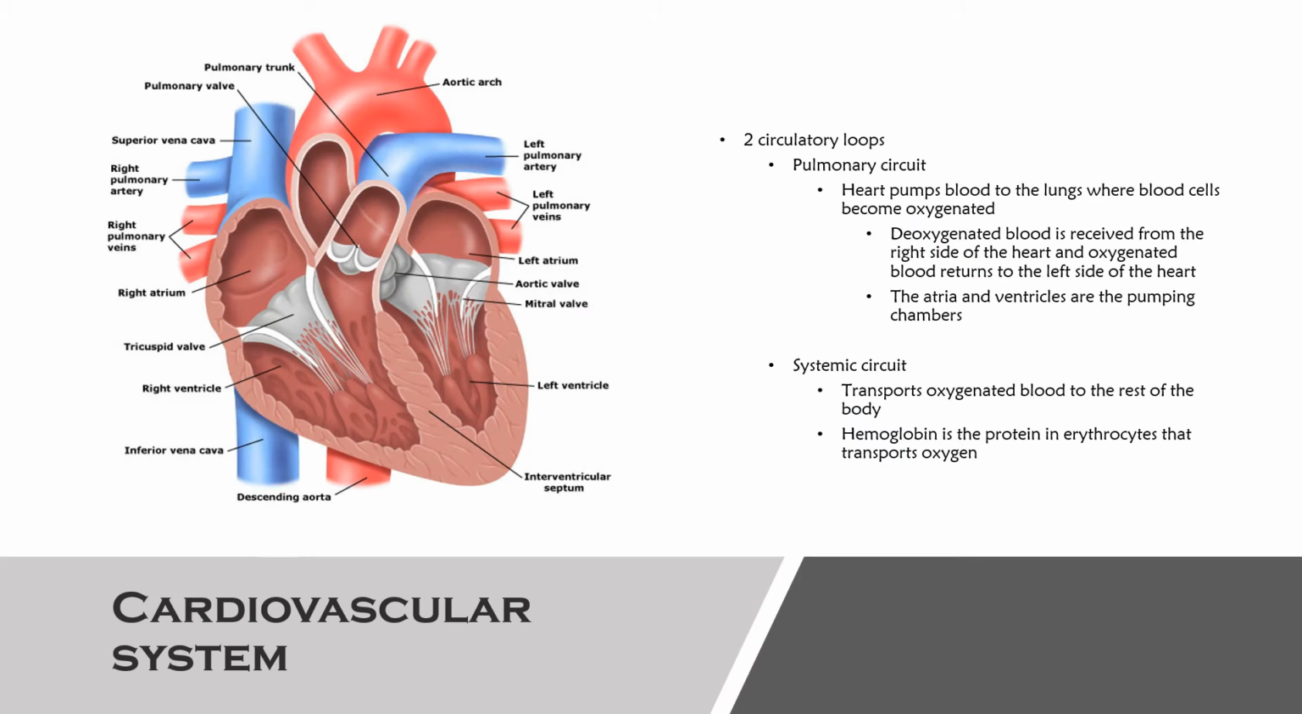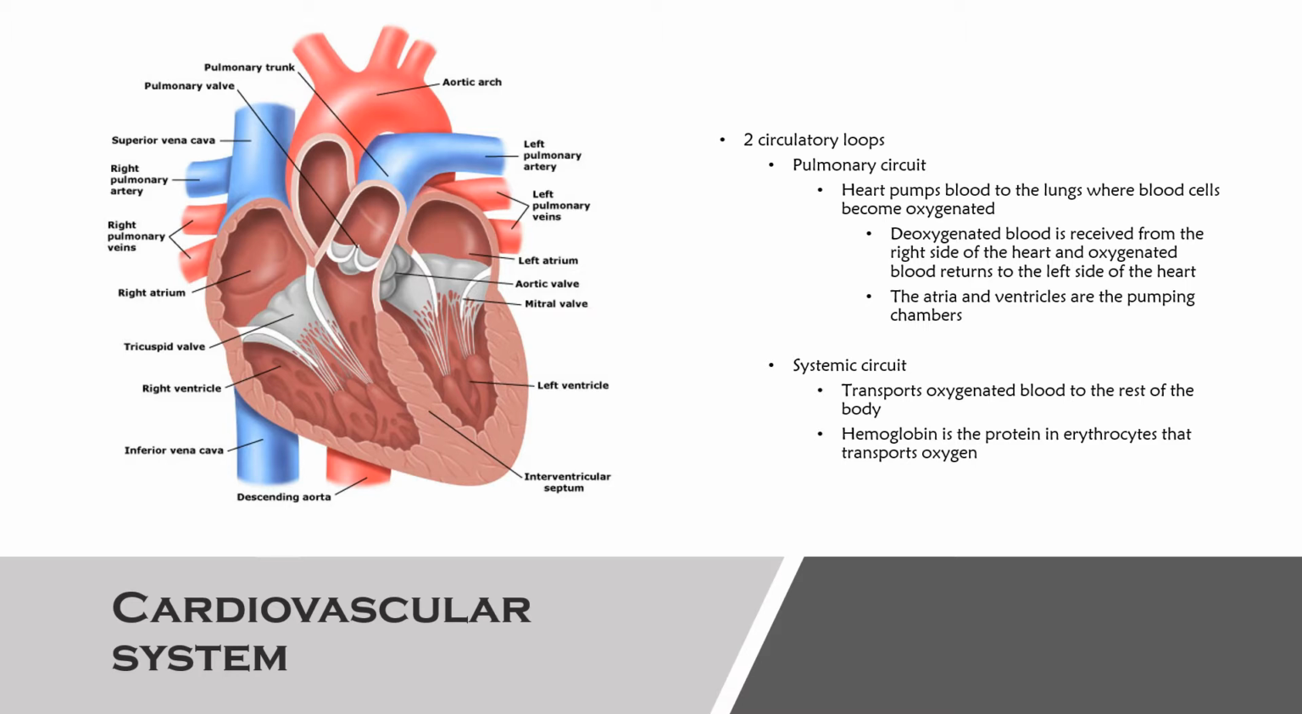There are two circulatory loops in the cardiovascular system. There is the pulmonary circuit. This is the heart pumping blood to the lungs, where those blood cells become oxygenated. The deoxygenated blood from the upper half and lower half of the body is received on the right side of the heart. Oxygenated blood returns to the heart on the left side, and it is the atria and the ventricles that are the pumping chambers for the blood through the heart.